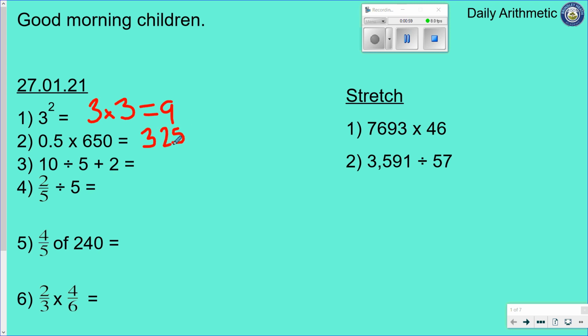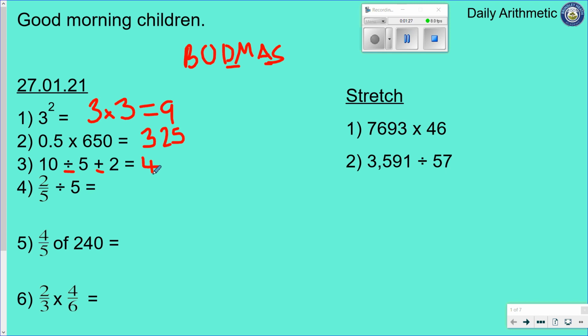Question 3, we've got 10 divided by 5 add 2. This is a BODMAS question. In this question we've got a divide and an add. We're going to do the division first because that comes first in BODMAS. So first of all we're going to do 10 divided by 5, which is 2, and then we're going to add 2, which gives the answer 4.